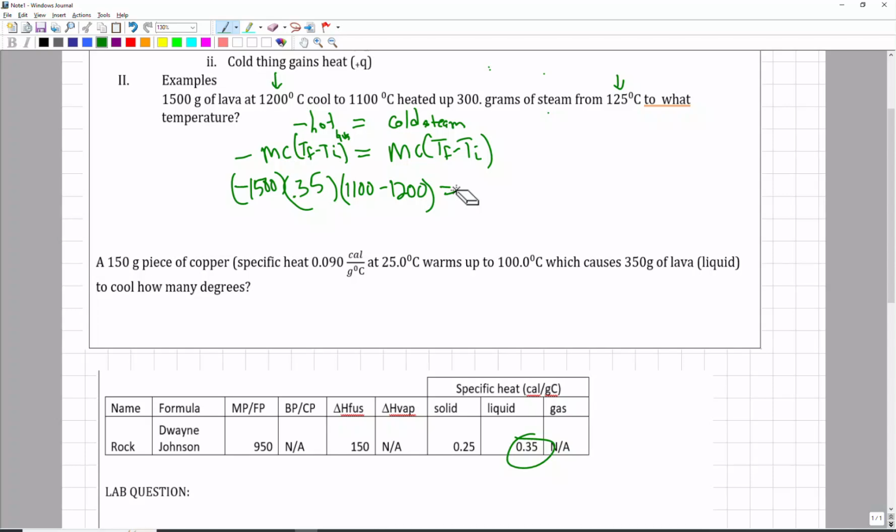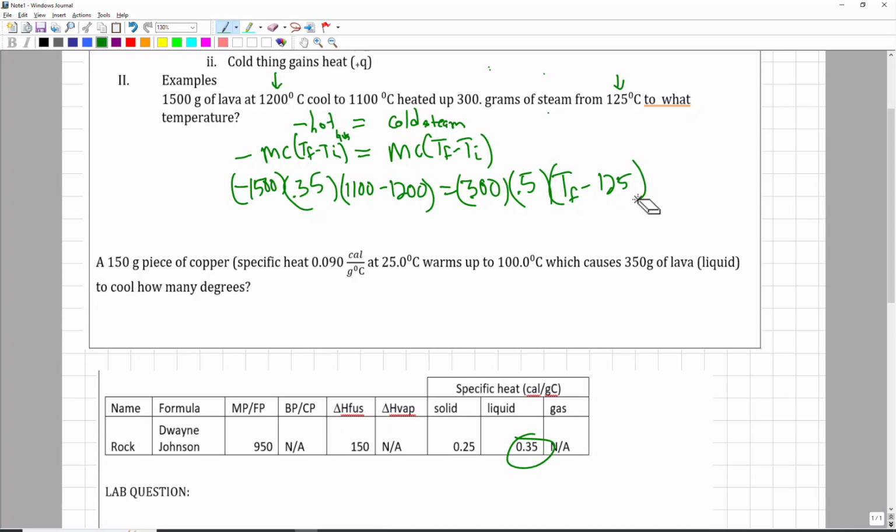Equals the mass of my steam, 300 grams of steam. Specific heat of steam, I remember, is 0.5. It's on your little table down there. And my final temperature, from 125 to what temperature? T sub F minus 125.